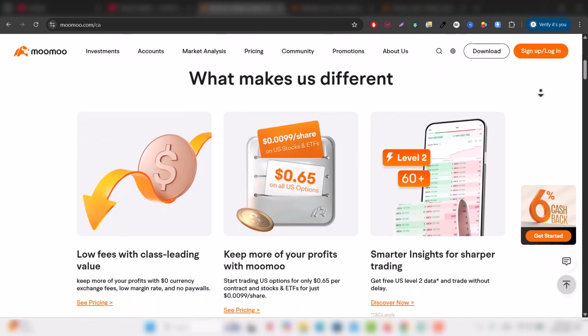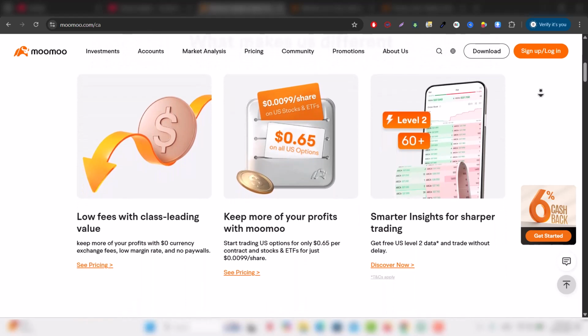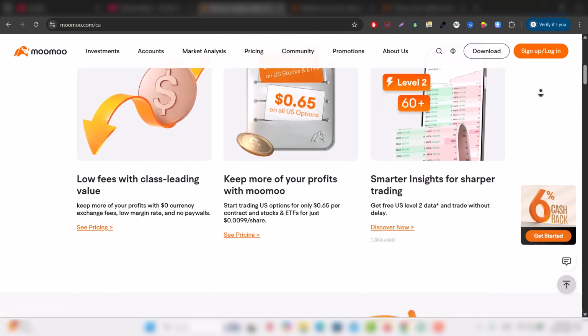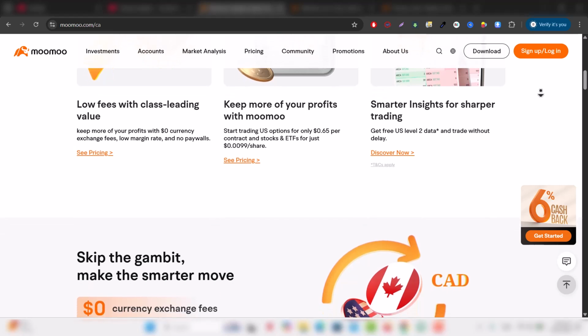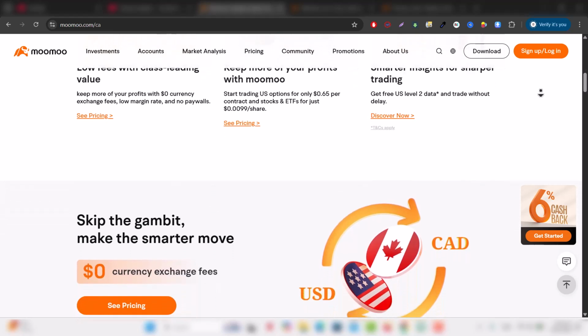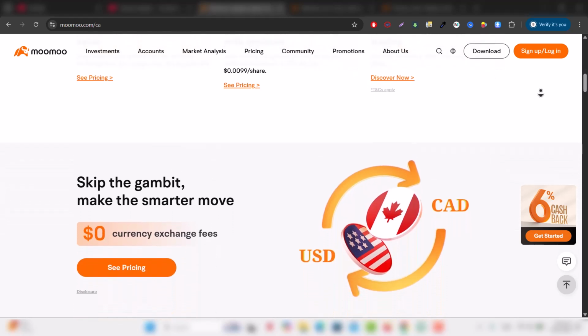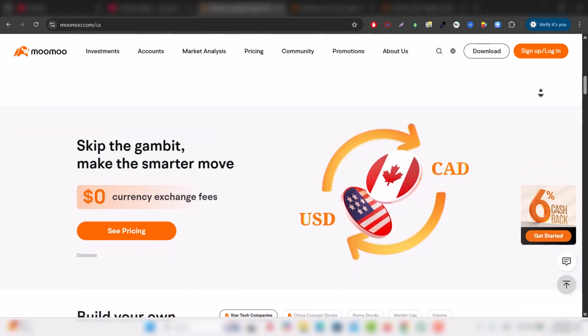First, the strengths. MooMoo Canada offers very competitive pricing, with per-share fees that make it attractive for both small trades and more active investing. It supports Canadian registered accounts like TFSA and RSP, which is a big win if you're investing in a tax-advantaged way.